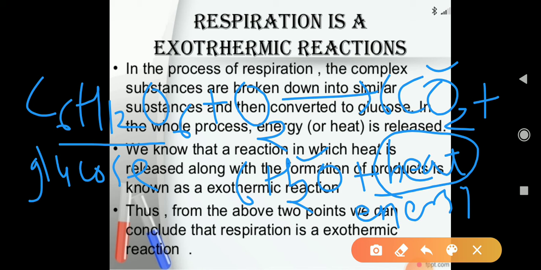Okay, so here as we see, this heat is towards the product side, then it is the type of reaction, exothermic type of reaction. Okay, so thus there will be a question: give reason. Respiration is an exothermic reaction because in the respiration process the heat is given out, or heat is towards the product side, and therefore it is an exothermic type of reaction.